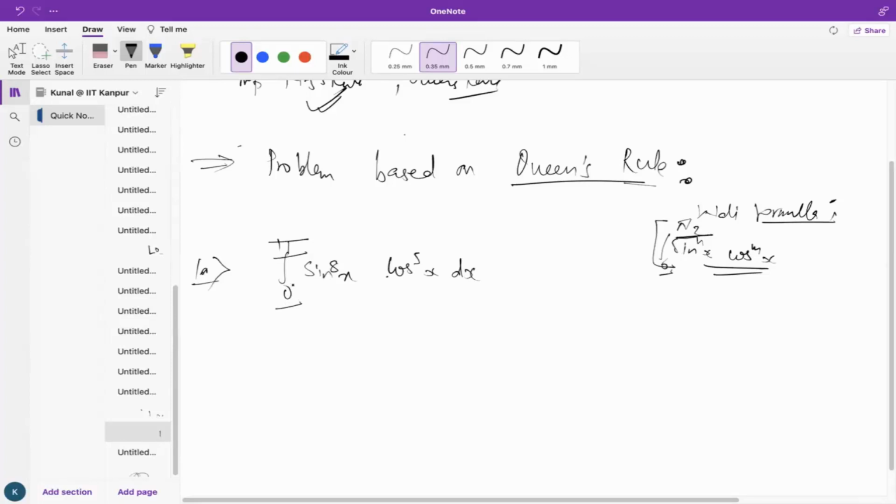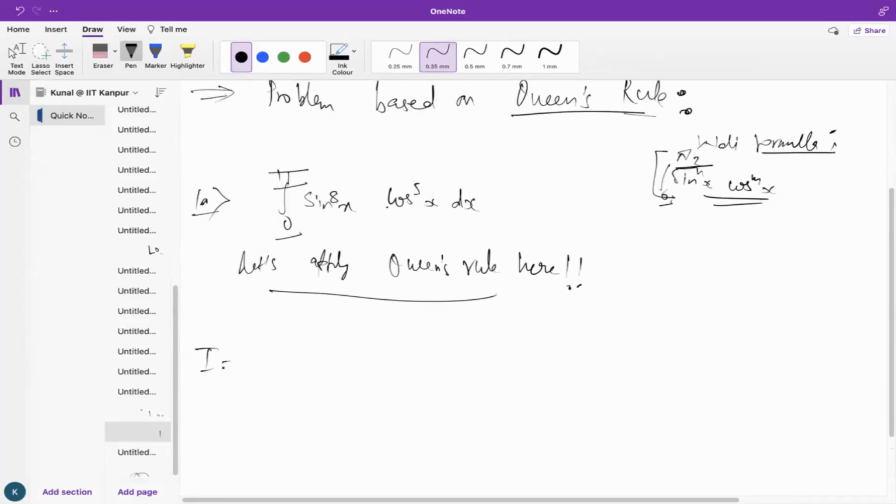You know one thing we already read in Queen's rule: if we apply the Queen's rule, the limits become half, and we need 0 to pi by 2. So we have to apply Queen's rule here. When we apply it, this is our I, from 0 to pi of sin to the power 8x cos to the power 5x.